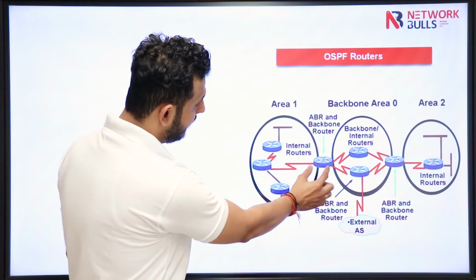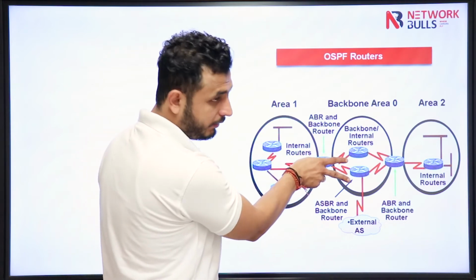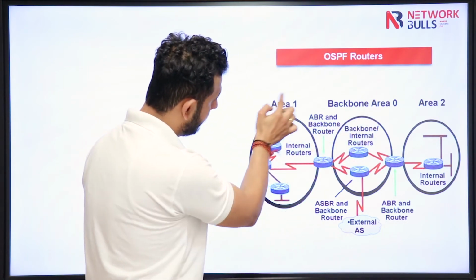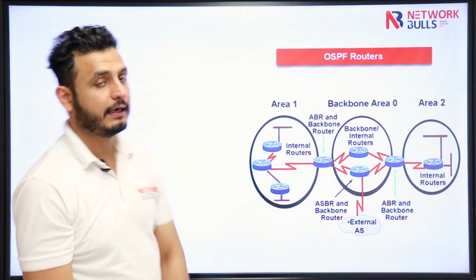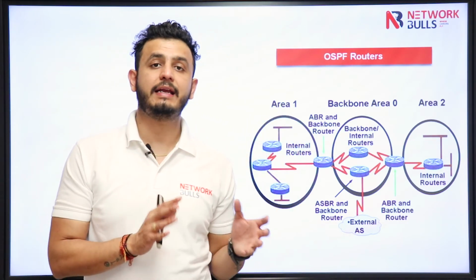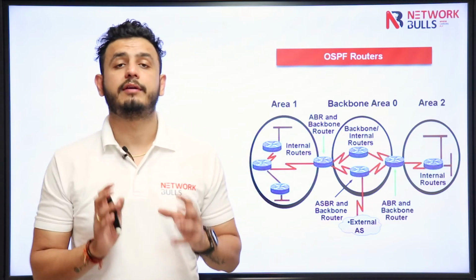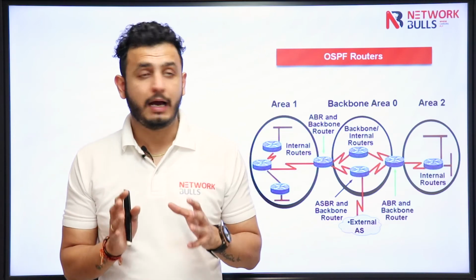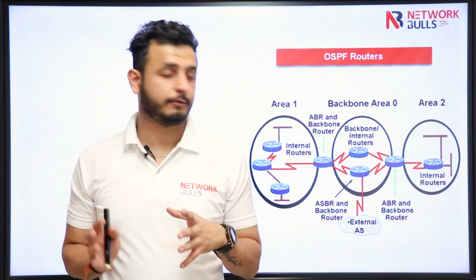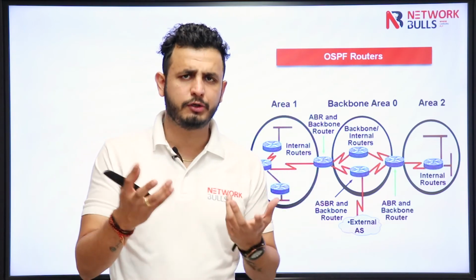Like you can see in this scenario, two interfaces of the router are members of area 0, one interface is a member of area 1. So I am calling it ABR, area border router. Some authors also call ABR a backbone router. So that is just a name you can use.